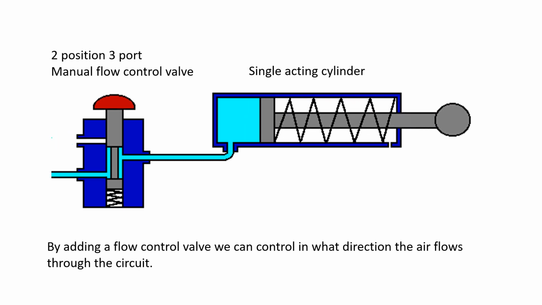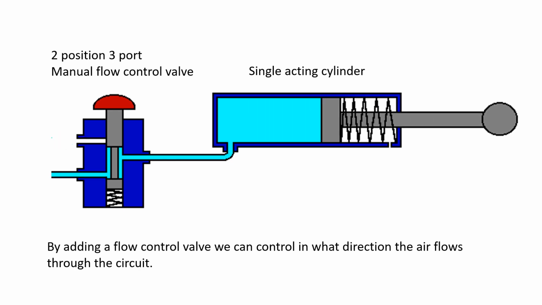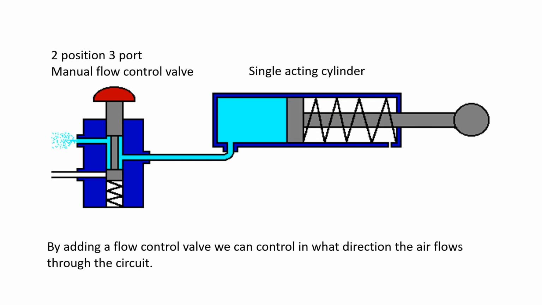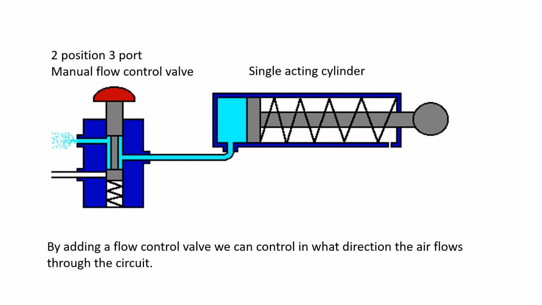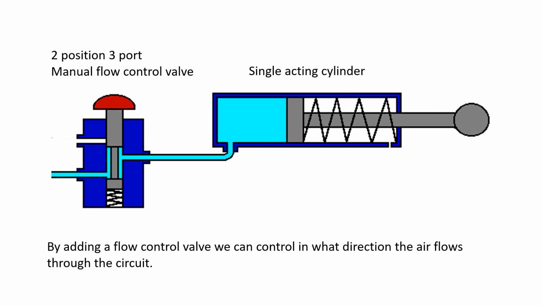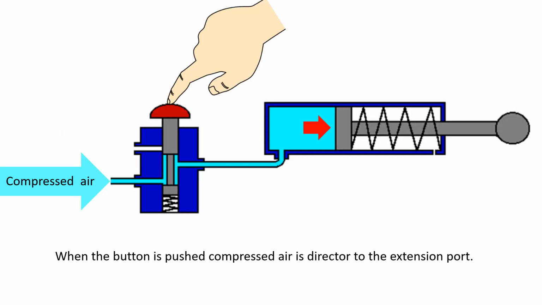There are 3 ports on our directional control valve, or connection points. One port is for the supply of compressed air. Another port is the exhaust. This is sometimes fitted with a silencer or some flow control. And one port is the feeder to the extension port of the cylinder. Once the button is pressed, you can see the free path to the extension port of the cylinder. Take note, the exhaust port has been blocked off.